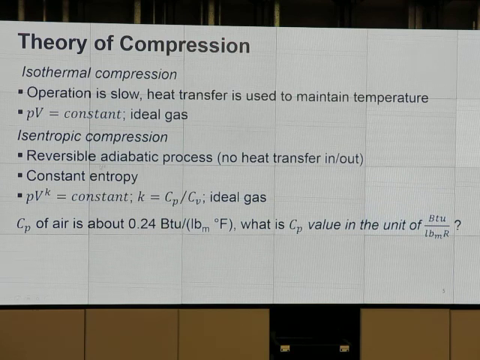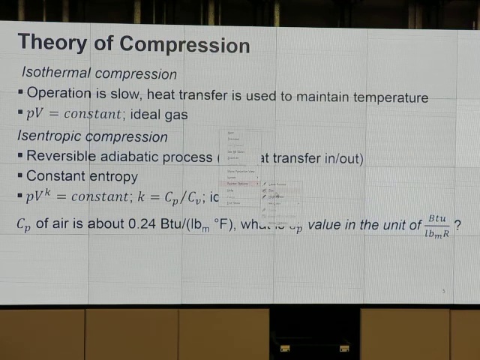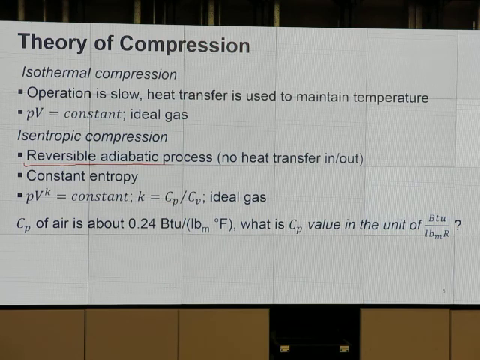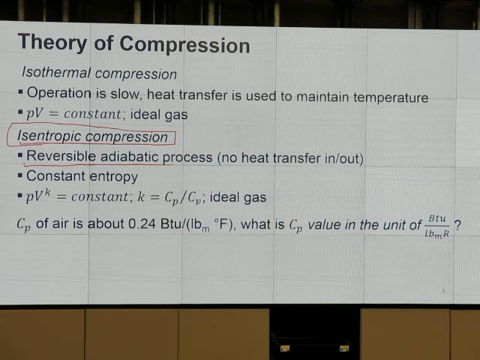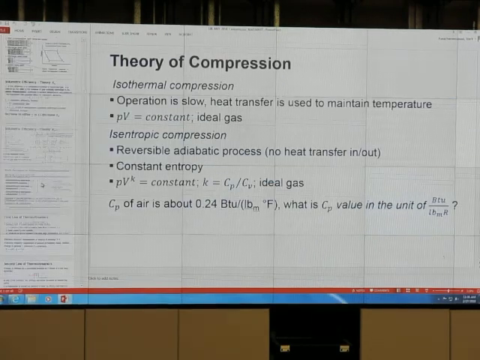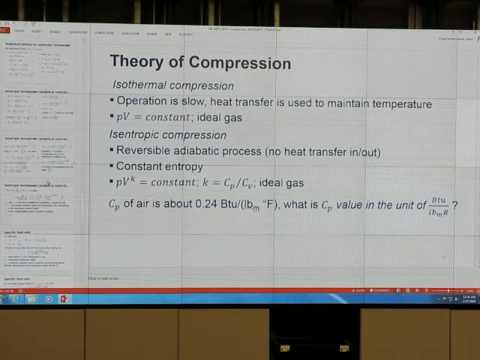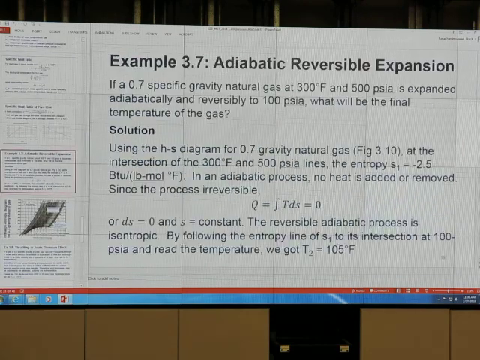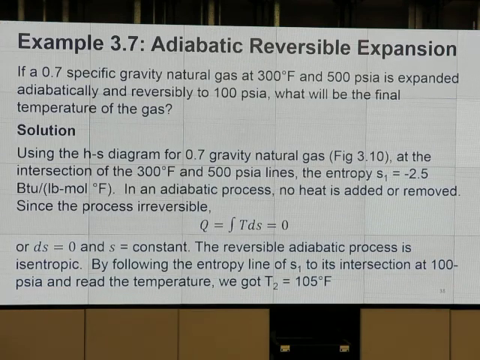Constant entropy, constant S. I want you to know that it is a reversible adiabatic process. Adiabatic means no heat in and no heat out. And if it is reversible, this means constant S. Isentropic process. Okay, isentropic process. Good. So the example that we have over here.